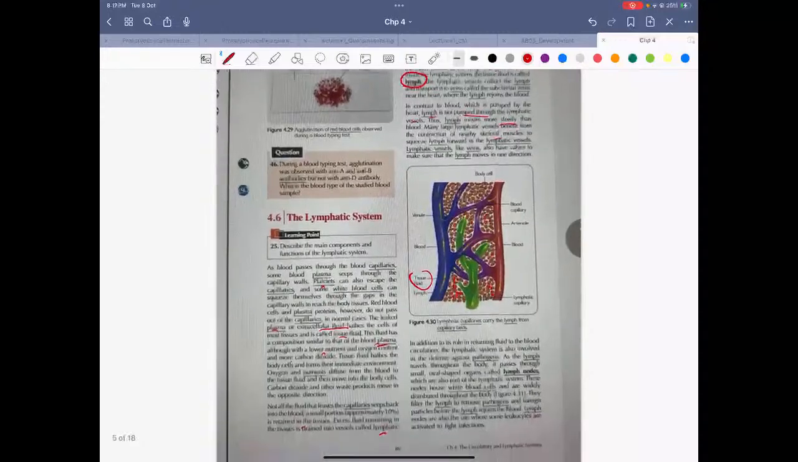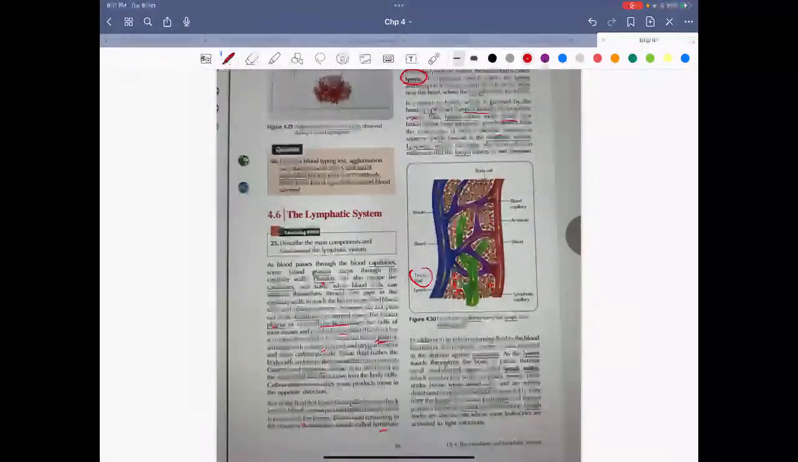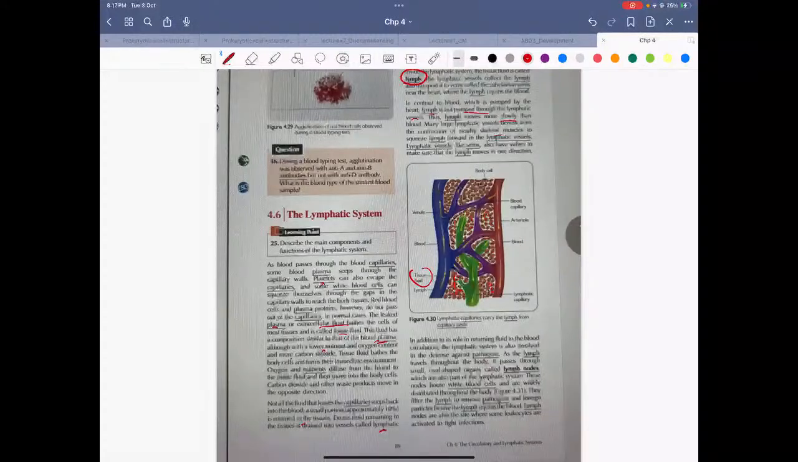And then another function of the lymphatic system is also in immunity. We'll also be looking at it in the immune system in the next chapter, how the lymphatic system plays a role in immunity. How does it do that?